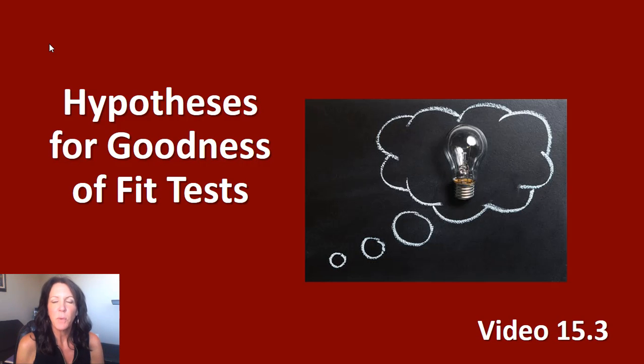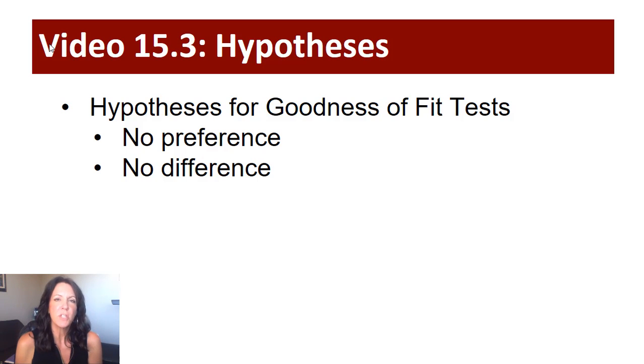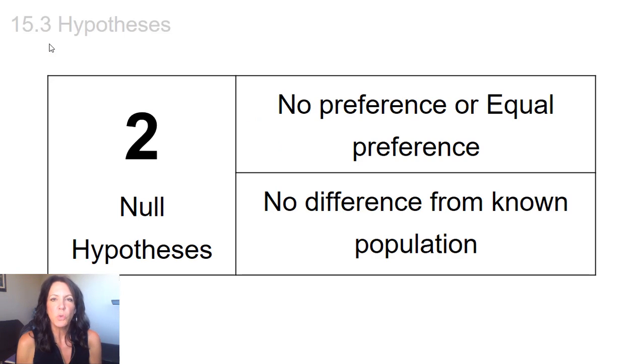So let's think about how we would write hypotheses for goodness of fit tests. We're going to talk about two different types of hypotheses, the no preference hypothesis and the no difference hypothesis. So we have two different null hypotheses depending on the situation that we have. Sometimes we have situations where we're comparing the preferences that people have. In this case, we have a no preference hypothesis or an equal preference hypothesis. In other words, all of the options will be chosen at the same rate.